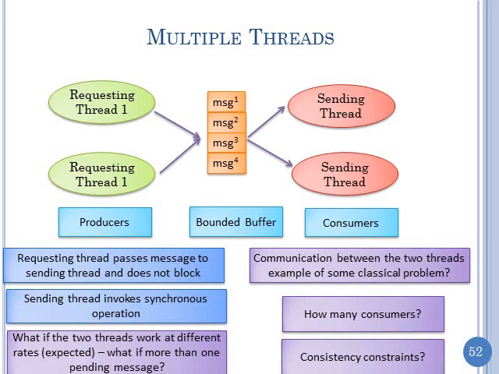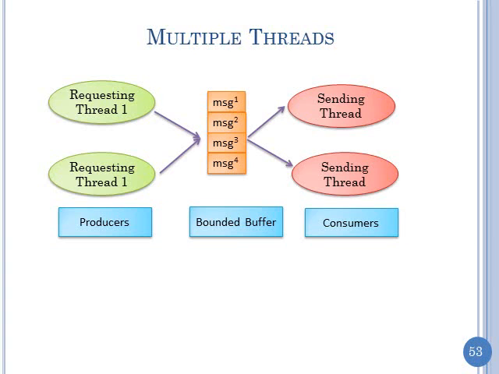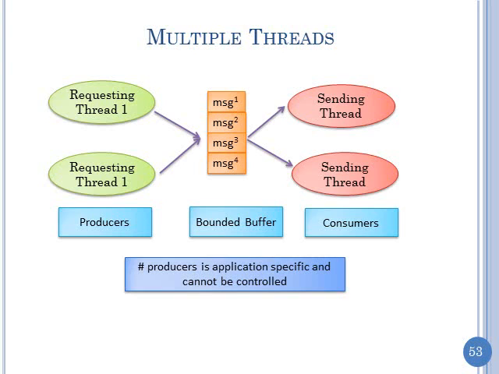So how many consumers? There are consistency constraints. We have to think not only of latency, we have to think of consistency also. And so here's the situation. The number of producers is application specific and cannot be controlled. And this is the problem that can occur with multiple consumers. A message is consumed by one thread. Another message is consumed by the other thread. So this message is consumed before this message is consumed. That's the bounded buffer semantics.